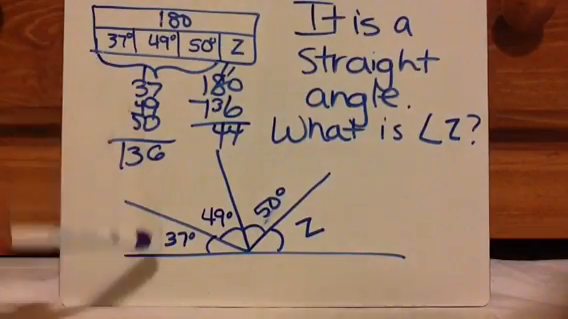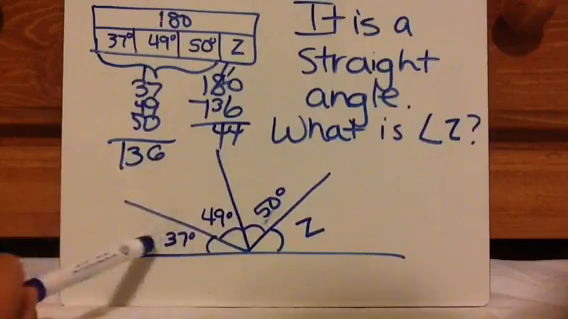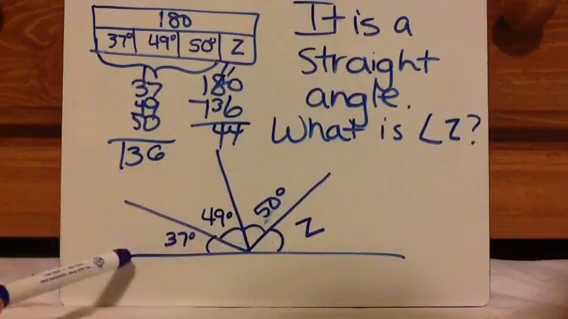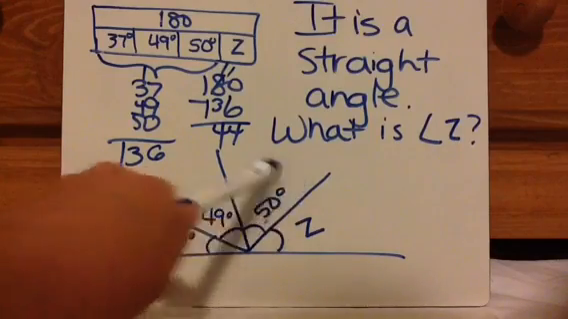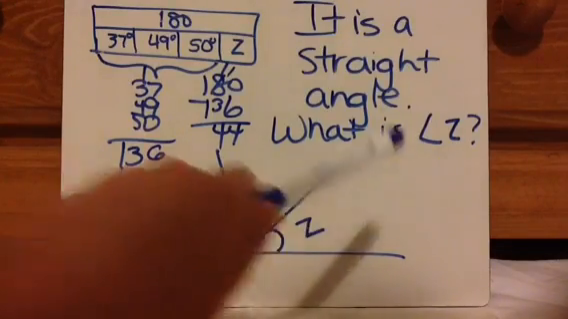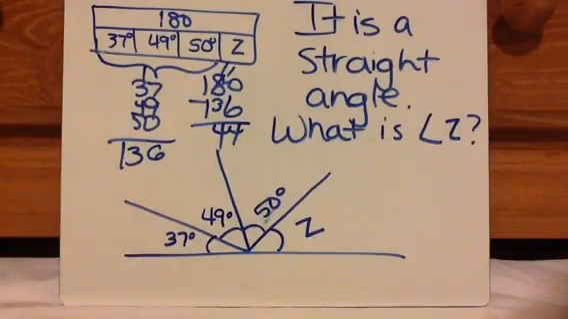So when I add up all these angles, I get 136 degrees. And so I have to do 180, which is the entire thing, minus 136. That's going to tell me what's left over, and that is 44 degrees.